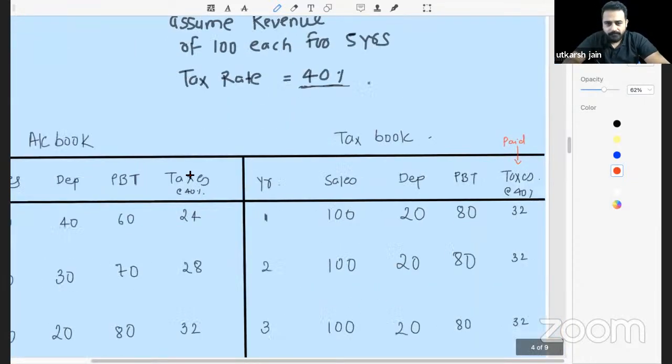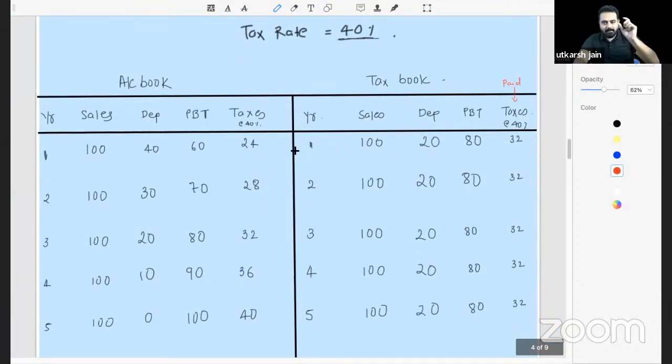All right. So now I was supposed to pay 24. I paid 32. Have I paid more or have I paid less? I was supposed to pay 24, but I paid 32. What do you think? I've paid more. Correct? So when you pay more, what do you think you need to create?